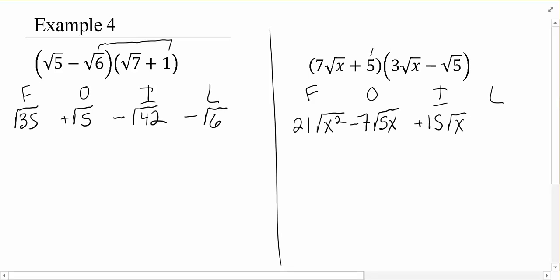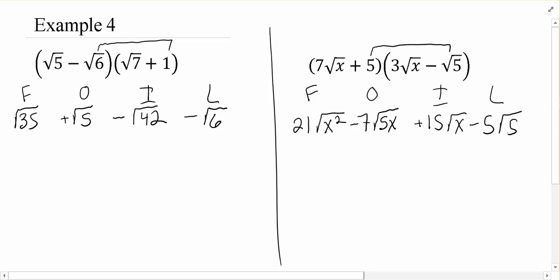Now let's try the L part of FOIL. Outside the radical, I have a 5 and a negative 1. That gets me negative 5. Inside the radical, I have a root 5.